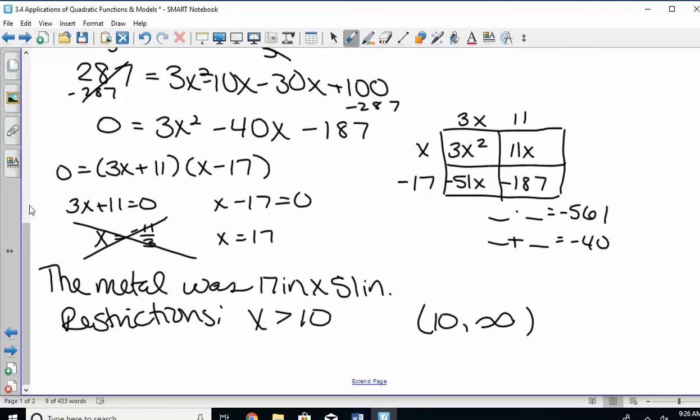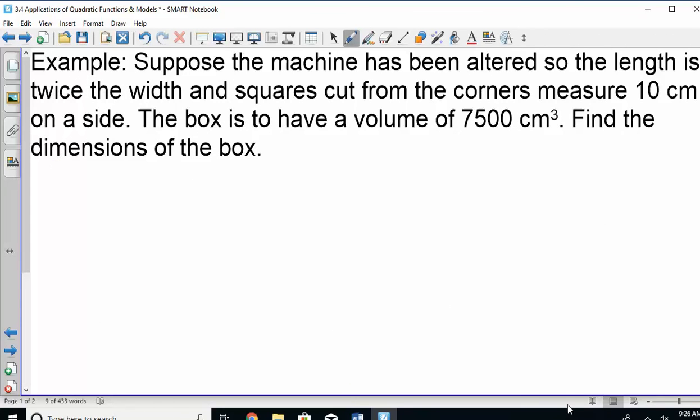I want you guys to take a few minutes and set up the next problem. See how far you can get. It's very simple. So we're still starting with a rectangular piece of metal. Don't try to shortcut it. Take time, draw your pictures. The length is twice the width, so the sides are x and 2x.